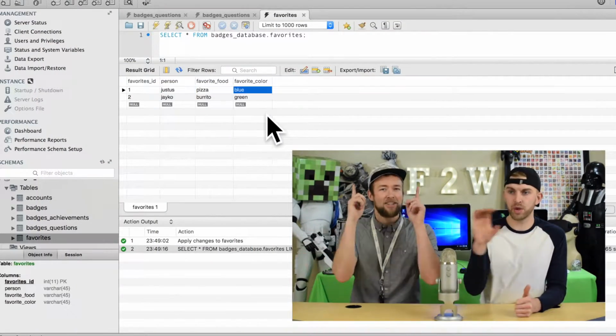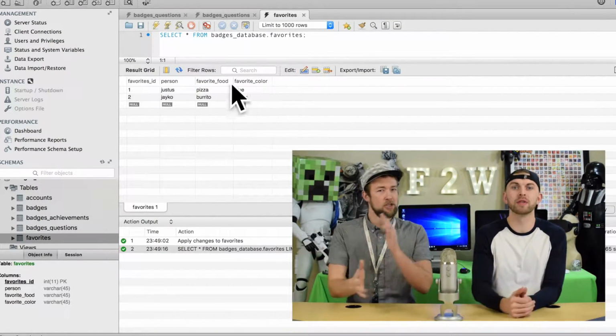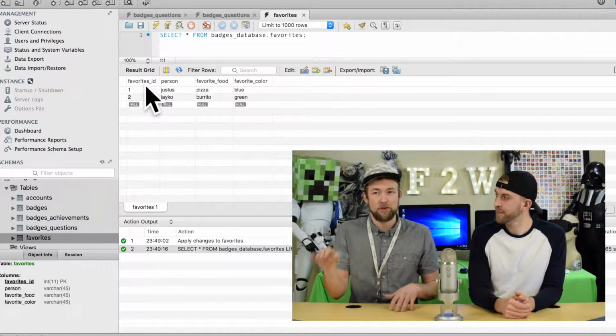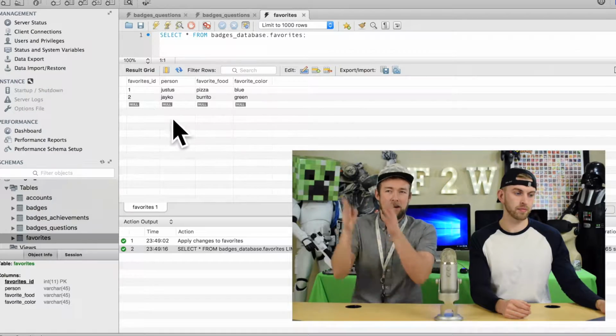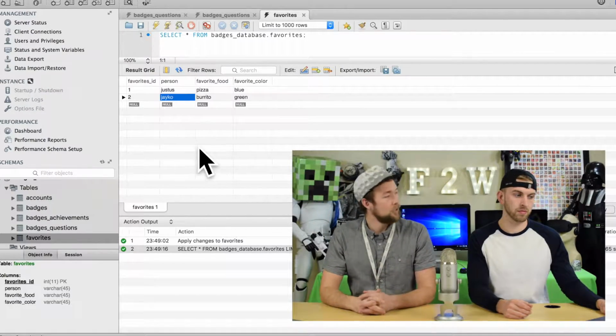Question 5. Tables organize their information in rows and columns. Yeah, you remember that from our spreadsheets badge? I do. It's very, very similar. There's tons of rows of information, and they are organized in columns as well, rows and columns.